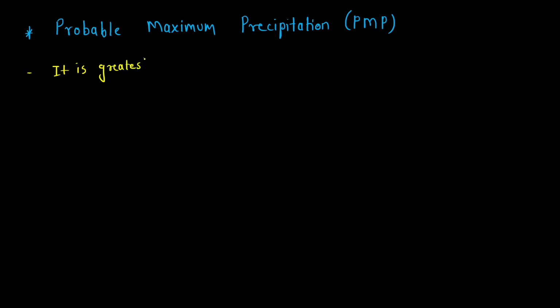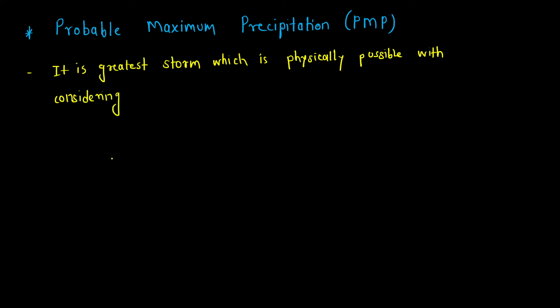greatest storm. It is the greatest storm which is physically possible with considering the most favorable hydrometeorological conditions. Okay. So it is the greatest storm which is physically possible with considering the most favorable hydrometeorological conditions. So that is called the probable maximum precipitation.